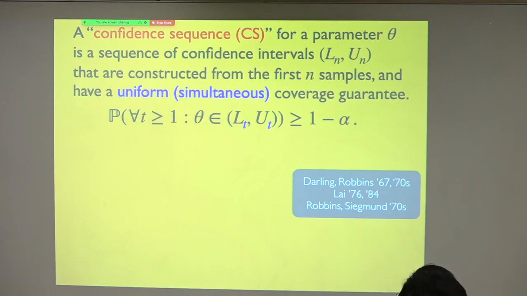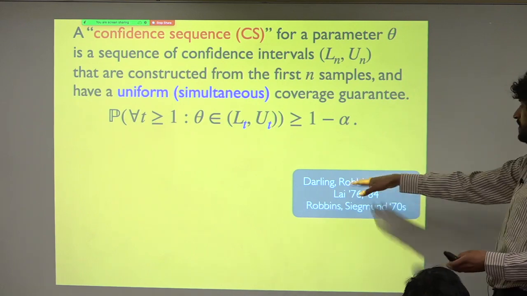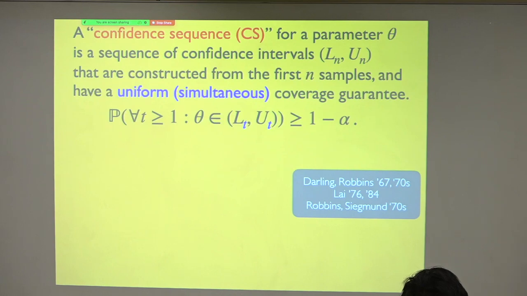So this definition goes back to Darling and Robbins, mostly Robbins and his collaborators in the late 60s and early 70s, Lai and Siegmund and others, and kind of lost popularity for about 30-40 years. Now the bandit community in machine learning has really brought this back into focus, because it turns out that to derive regret minimization algorithms or best arm identification algorithms, confidence sequences are a key building block, and so for many sequential learning problems this notion is key.